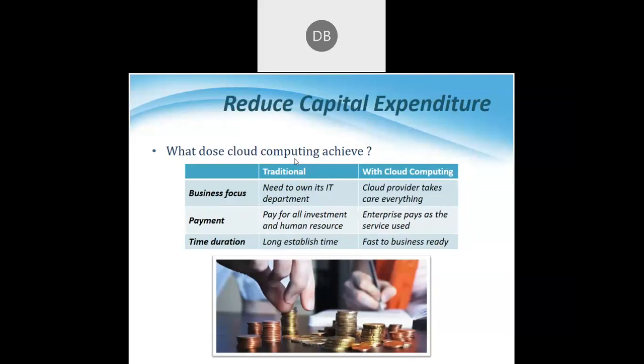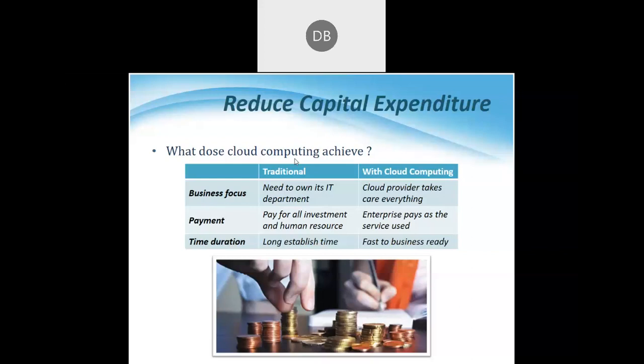Then, on time duration: deployment time in a traditional environment. Suppose TCS wants a project based on this type of gaming architecture and has to install that environment, then the deployment time is very heavy. Whereas in the cloud, it is very fast.